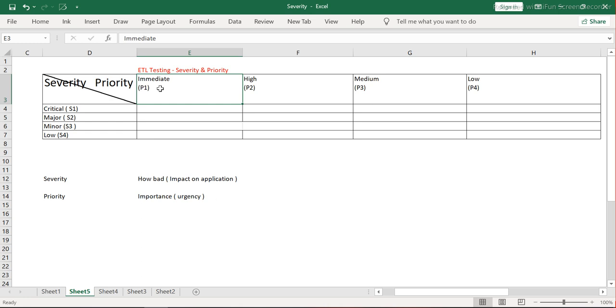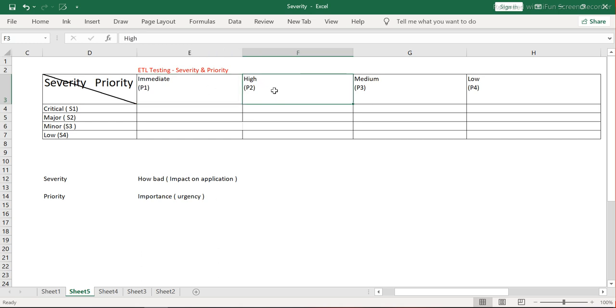Okay. It's not that only a critical defect will need the immediate attention. We will look at all the different kinds of severity and priority. This is the matrix basically, okay? So we will look at all of them. But for now, you understand that P1 is basically immediate. We need to fix it immediately. Otherwise, we cannot progress with further testing, right?